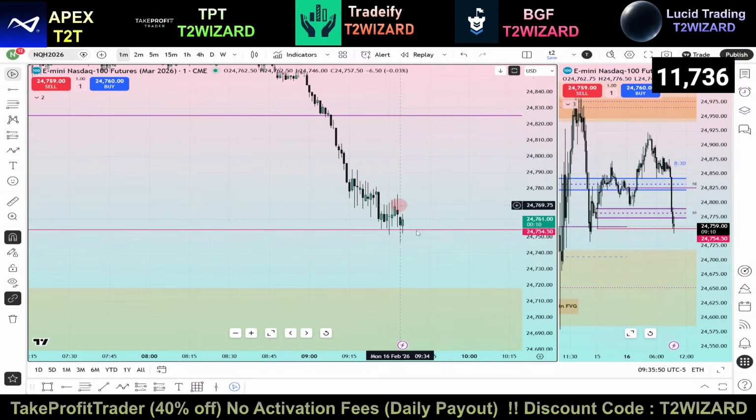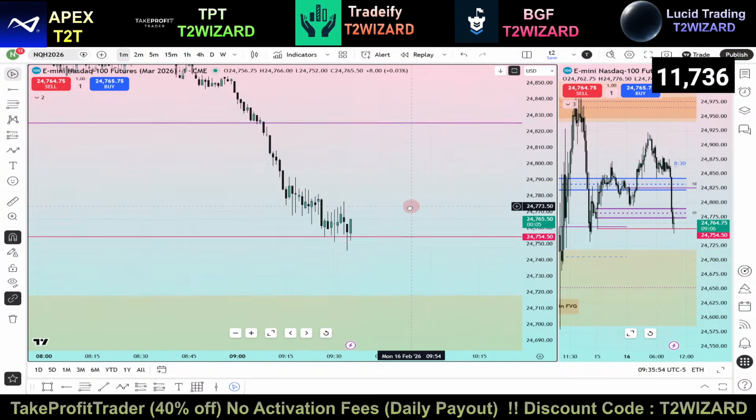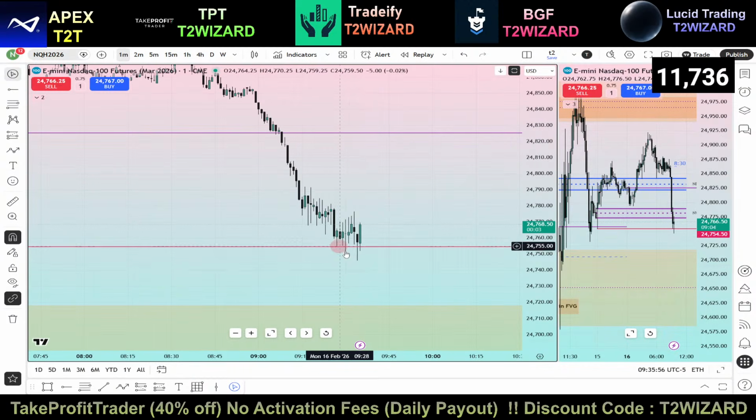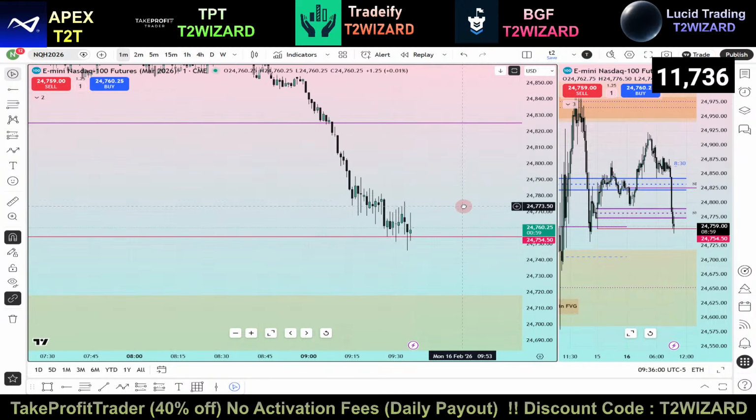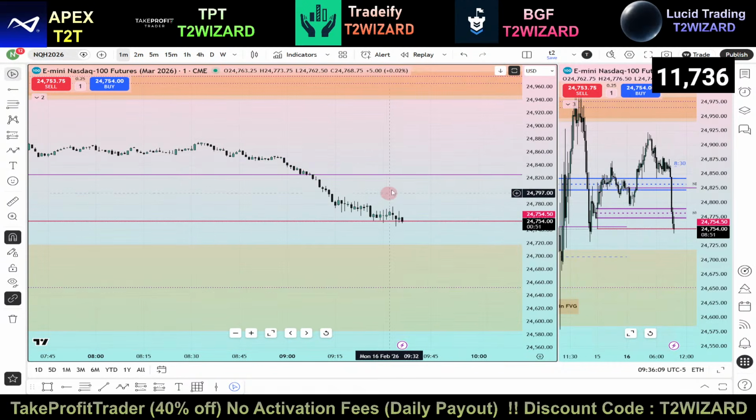I'm just watching if I can find a buying opportunity over here. No, it didn't. It just cleared the sell side liquidity and then it's consolidating. So it's time to wait and see what the market is going to do. Now, think like this is a bearish market. It's not a bullish market. Brother, this is for your understanding.